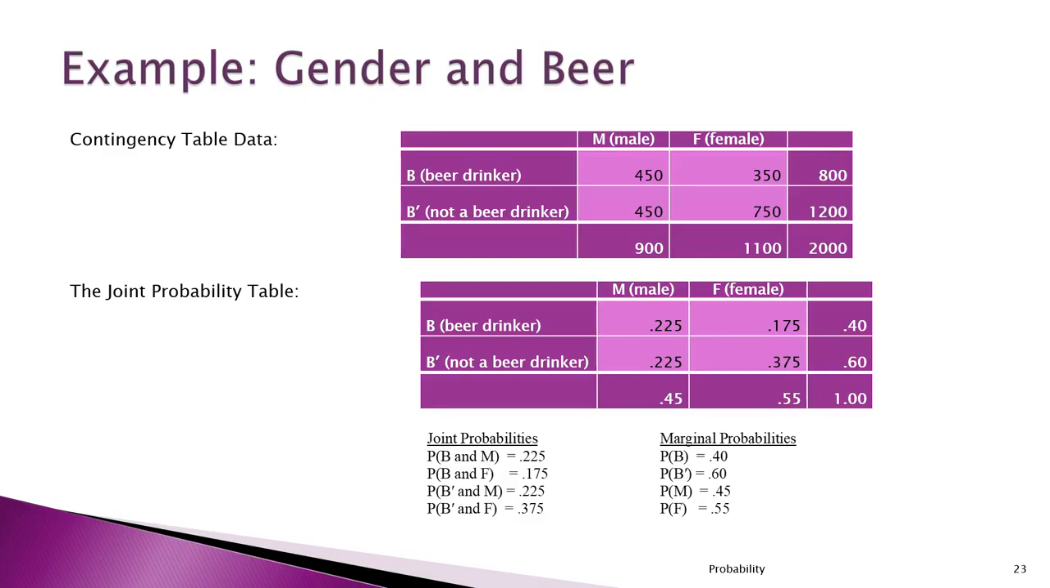And we have these marginals there. Marginal probability. So they ask you, well, what's the probability of somebody being a beer drinker in this town? You say 40%. That's the probability of B. That includes men and women together. They say, well, what's the probability of somebody being a male in this town? Well, in this town, 900 out of 2,000, or 0.45, are males. So you see, again, in the joint probability table, everything you need to know is right there.